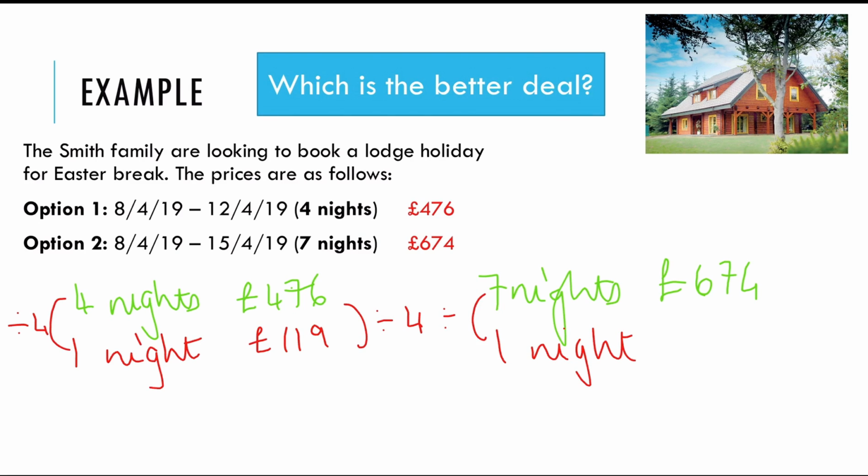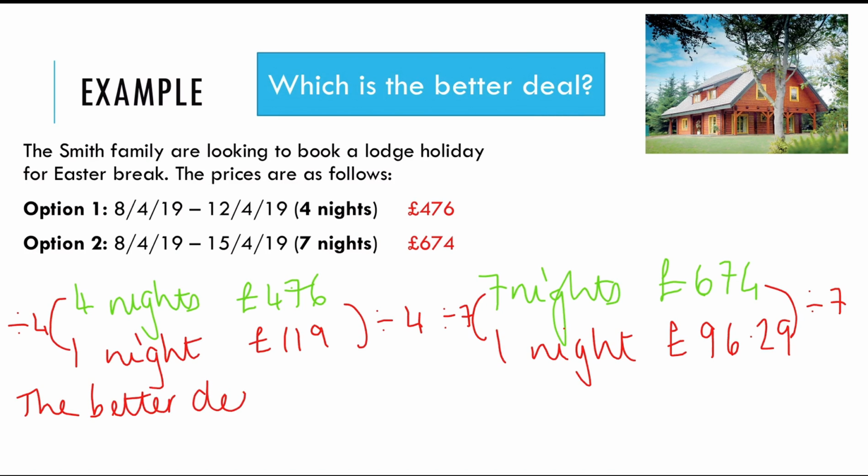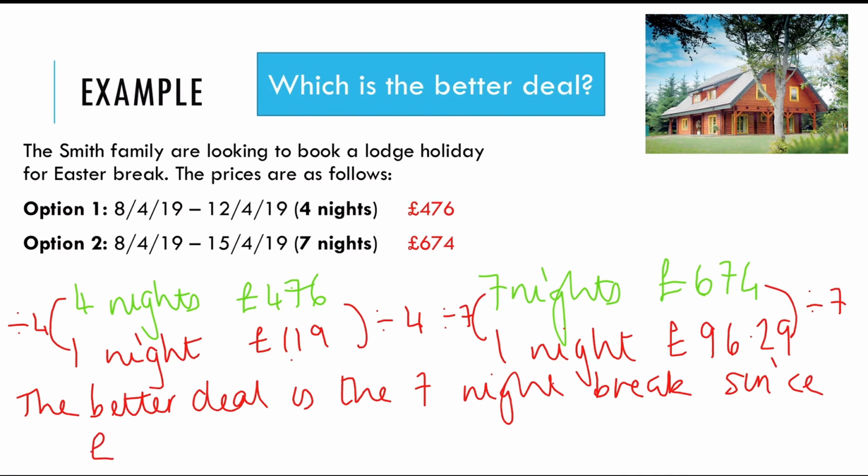For the 7 nights, I've had to divide by 7, so I need to divide the other side by 7 as well, which tells me per night this is £96.29. So the better deal is the 7-night break, since £96.29 is less than £119, so it's cheaper per night.